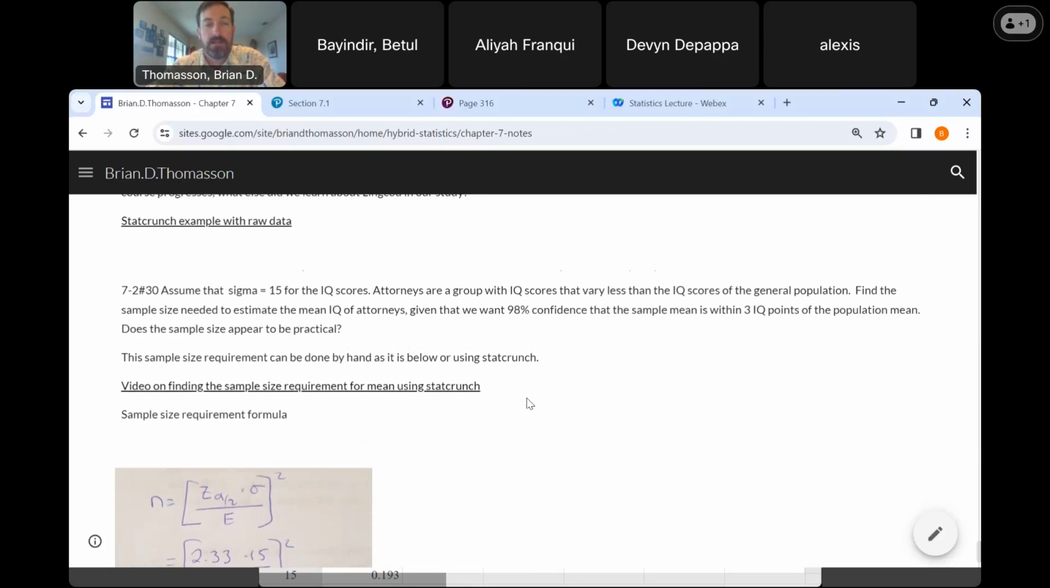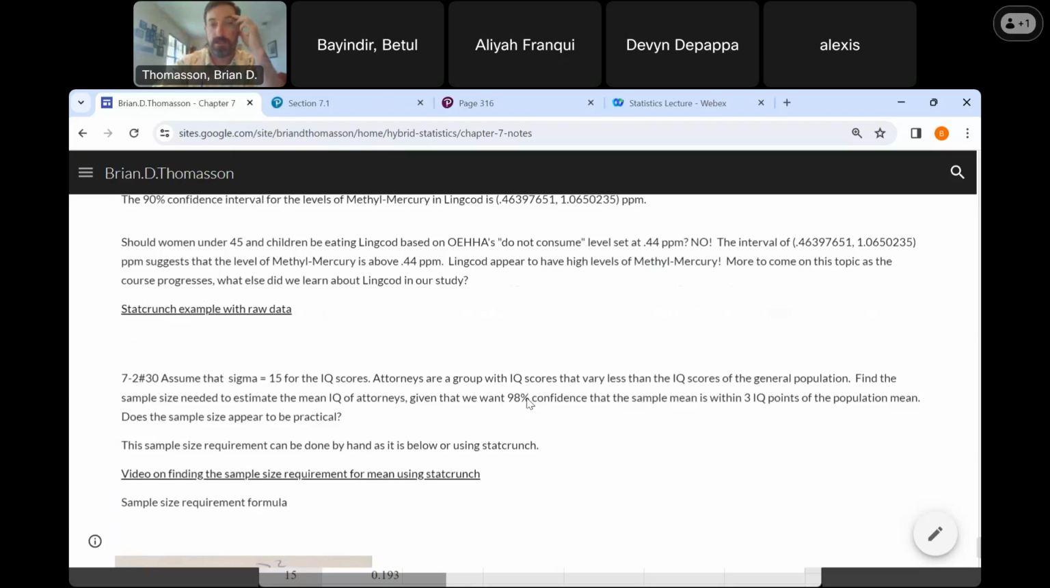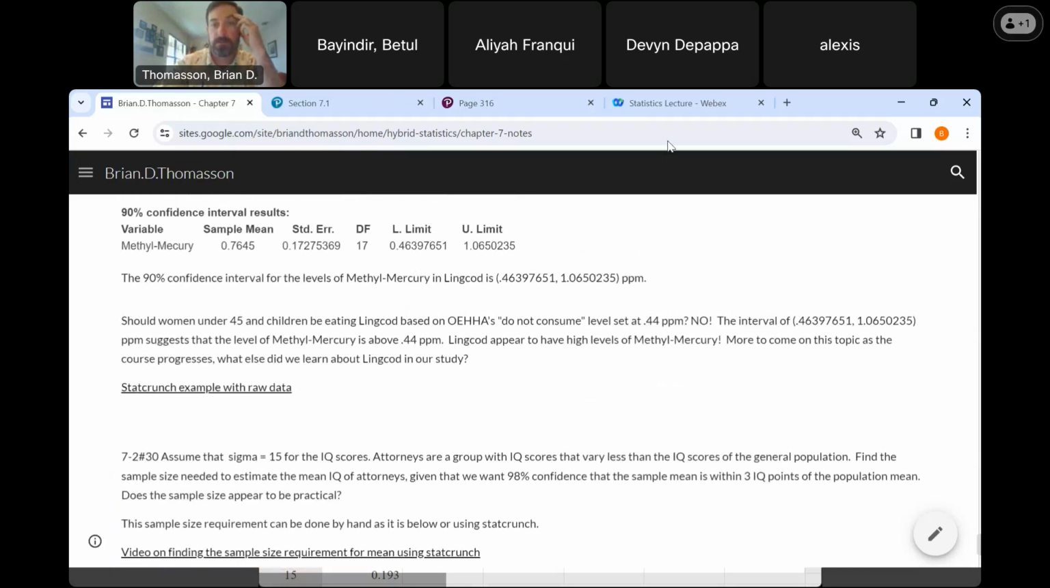And then this last problem is doing our sample size requirement. So if we want to set a width for our interval and we want a certain confidence level, how many fish or whatever do we have to sample to figure that out? Okay. So let me go back to this fish example. Notice that these lower and upper limits have quite a wide range from 0.46 to 1.06. That's a pretty big interval.